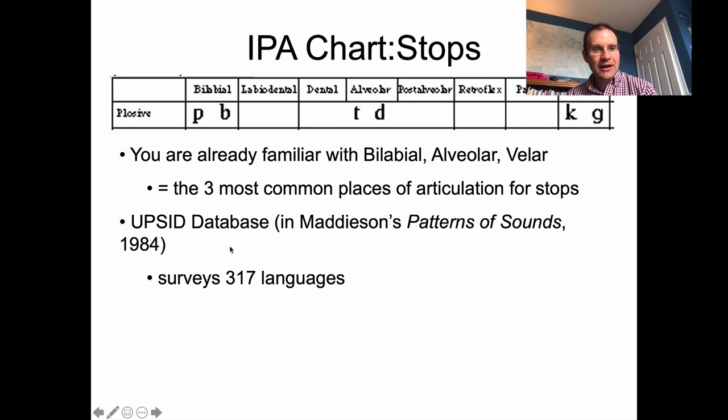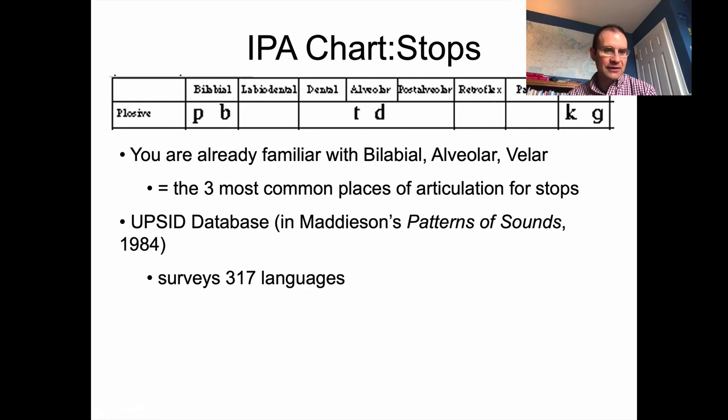So I'm going to give you some data taken from what's called the UPSID database. This is a project that the phonetician Ian Maddieson worked on a long time ago in the 80s, where he dug through grammars of languages in a library somewhere and surveyed 317 different languages, trying to get as wide a sampling as possible of both historically related language families and geographically distinct languages throughout the world, to hopefully get a universalist sampling of what language phonetics looks like. So he took 317 different languages with those criteria in mind.